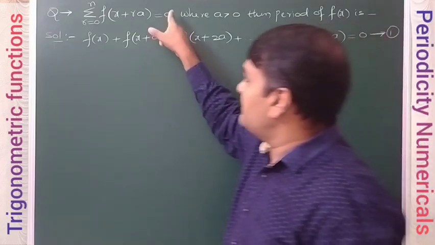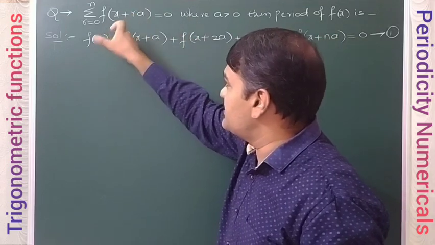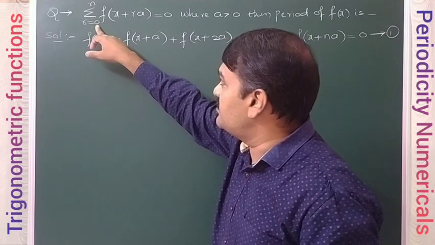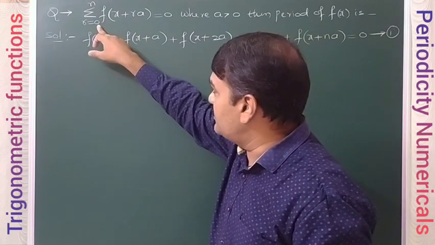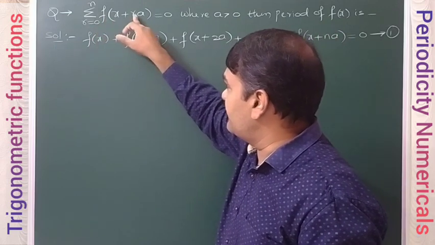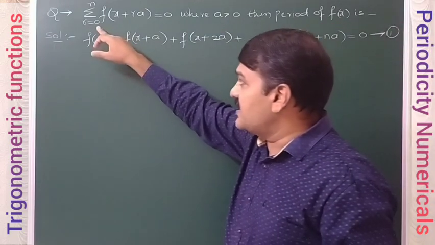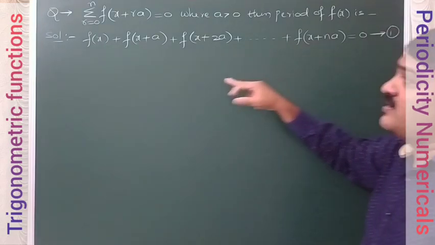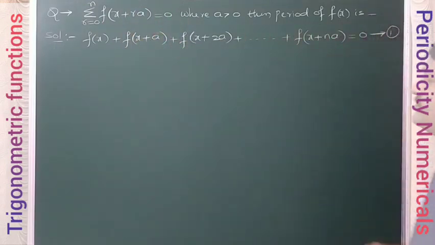So whatever equation is given in the question, the full form of this equation we have written here. That is, by taking r is equal to 0, f of x, plus by taking r is equal to 1, f of x plus a, taking r is equal to 2, f of x plus 2a, proceeding like that. When you take r is equal to n, the last term of the summation, f of x plus n into a, that is the last term of the summation.